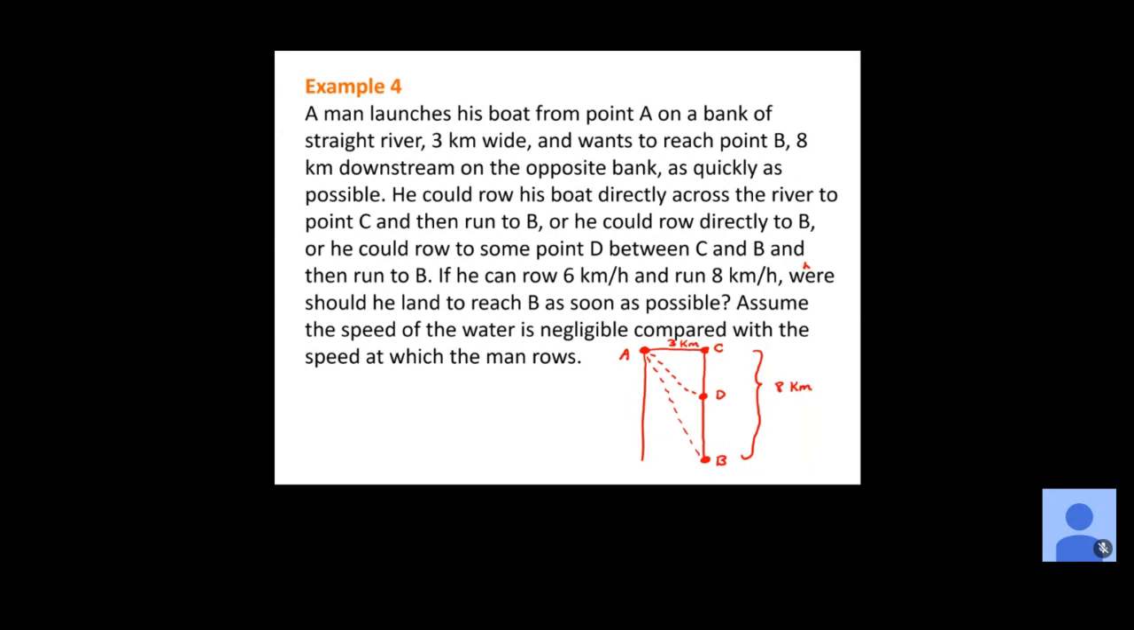What are we trying to minimize this time? So we're not necessarily trying to minimize distance, right? Because the shortest distance is definitely going to be from A to B. We're trying to minimize the amount of time because he rows and runs at different speeds, right? So how would you relate all of this stuff together if the thing we're trying to minimize is time?